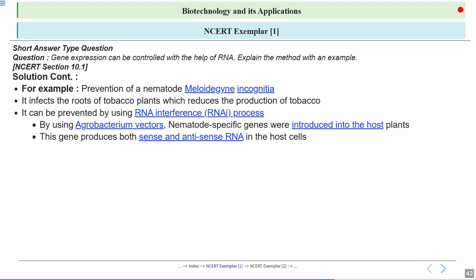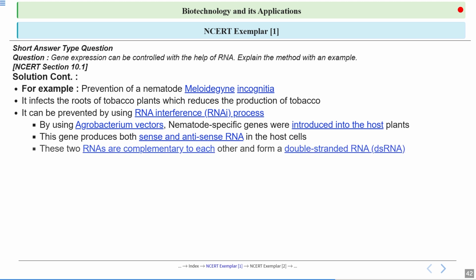It will go inside this tobacco plant. It will produce both sense and antisense RNA in host cells, and these two RNAs are complementary to each other and are double stranded RNA. Now what will happen? This initiates the RNA interference and hence silences the specific mRNA of the nematode.